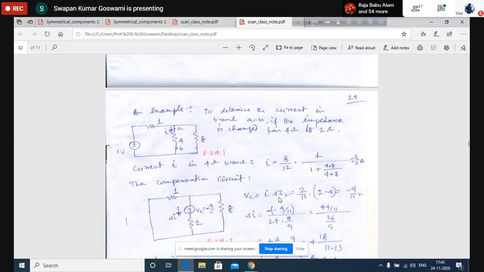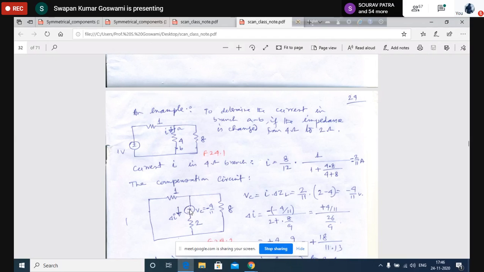Delta ZL: what is delta ZL? It is the final impedance minus the initial impedance. Initially it was 4, finally it is 2, so it is 2 minus 4. So ultimately VC will be equal to minus 4 by 11 volt. Minus 4 by 11 volt is the compensation source.